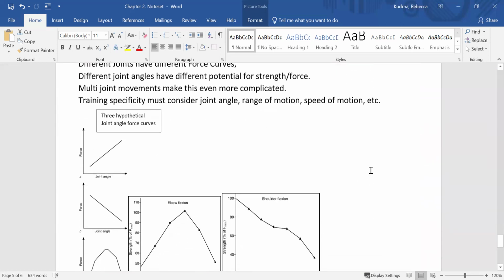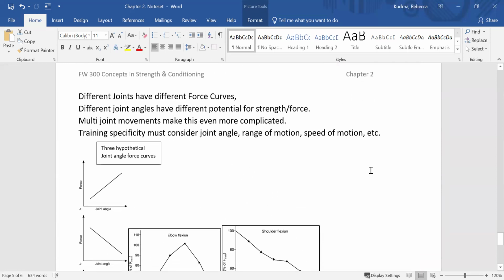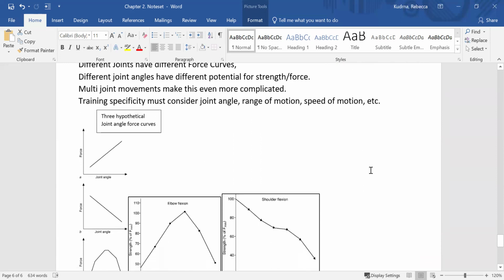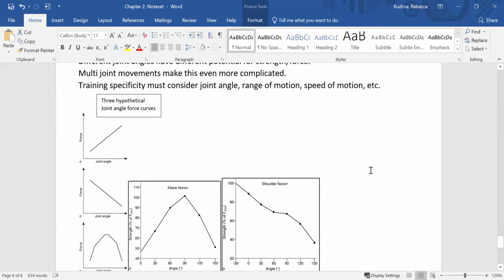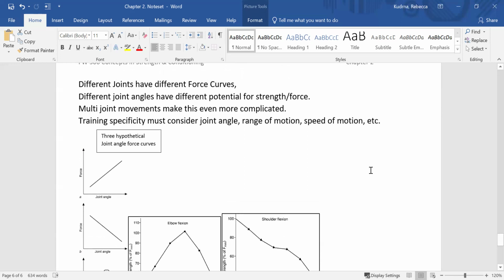All right. The last concept we have in the textbook, this chapter that I want to talk about, is the idea of how joint angle affects the force generation capacity. And basically there's, oh my gosh, there's so many pages on this. And it gets really complex and detailed. I don't know that we need to spend that much time on it, but it is an important thing to note that each joint has a different force curve. Each joint is going to have different force generation capacities at each joint angle.